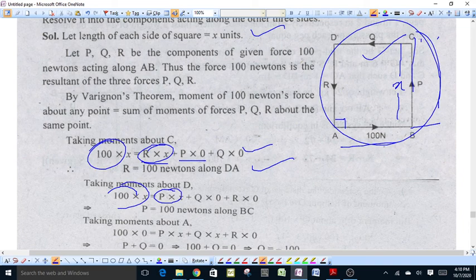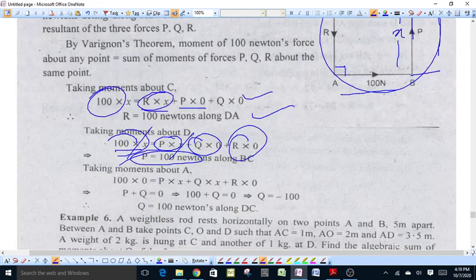Q and R forces pass through the point D. Therefore, the moments about D will be 0. Therefore, 100 into x is equal to Px. P will be equal to 100 Newton, which acts along BC.